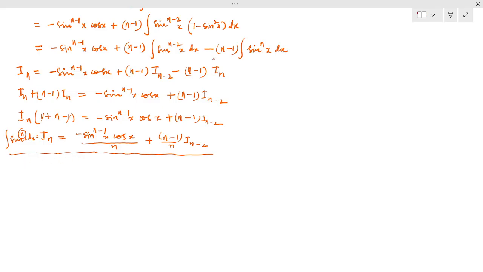Now let's find out what the integration from 0 to pi by 2 of sin^n x dx is. I already have the integration of sin^n x, so just write it here: the integral of sin^n x is minus (n minus 1) times sin^(n-1)x cos x divided by n plus (n minus 1) divided by n into I_(n-2), between the limits 0 to pi by 2.